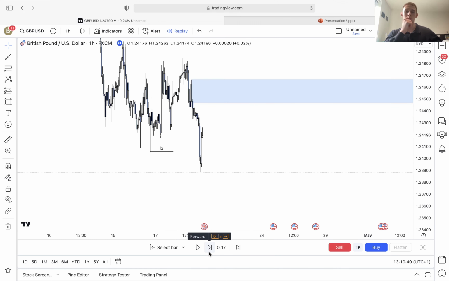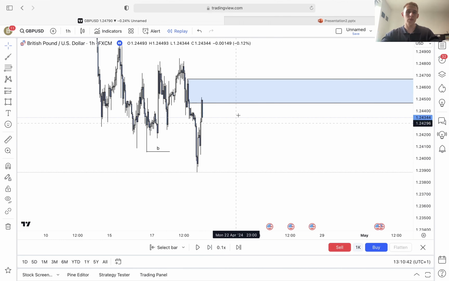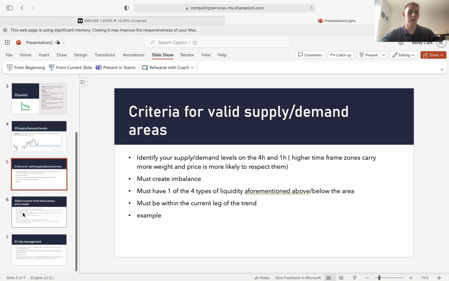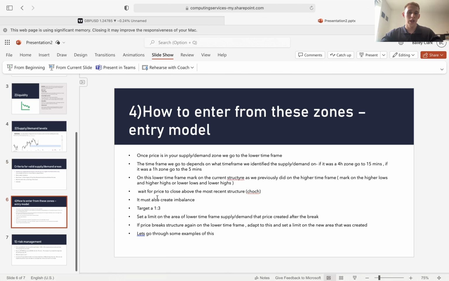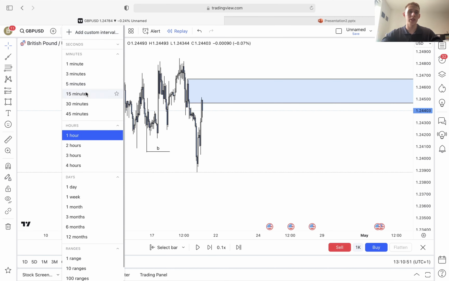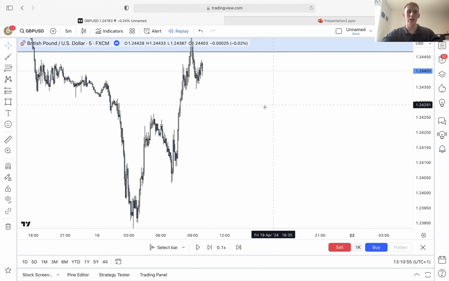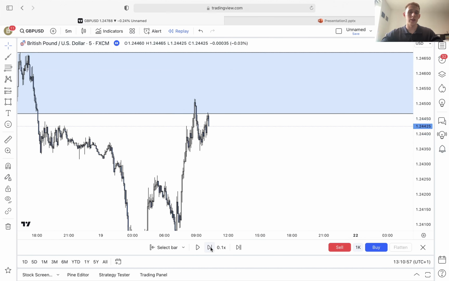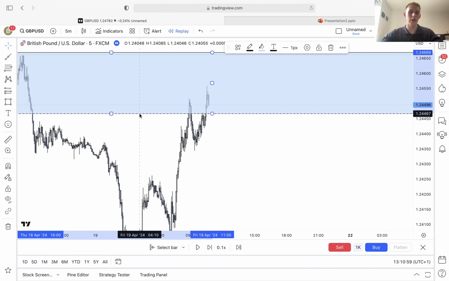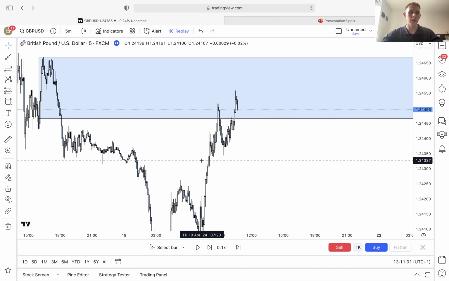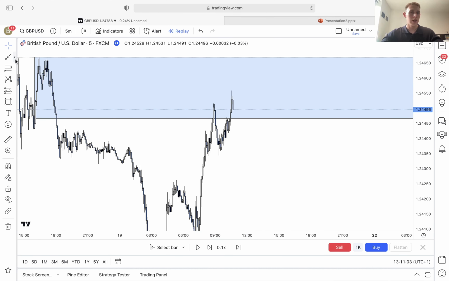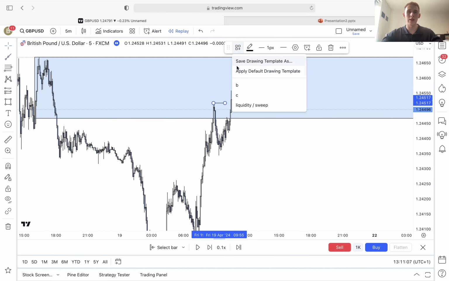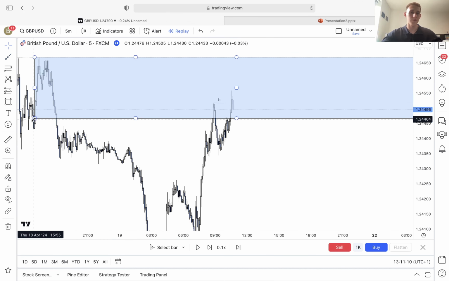So what we do now is wait for price to come into this zone. Once price is in that zone, going back to the entry model, we first of all mark on the structure as we did on the higher time frame. So because this was a 1 hour point of interest, we go over to the 5 minute and we'll just play price a little bit. So I'm going to change the color of this just for some clarity, and we'll go ahead and mark on the 5 minute structure. So in this case, we've had this break just here.